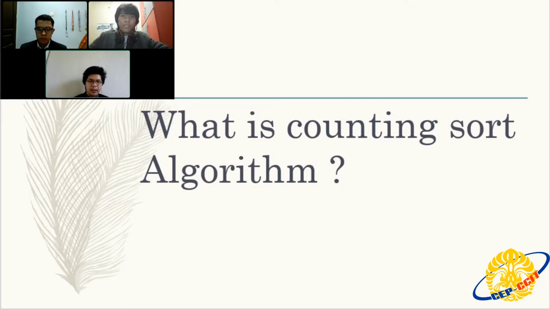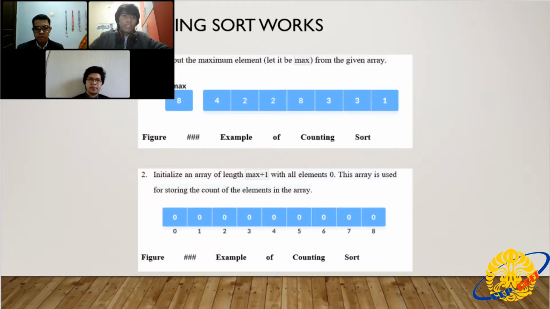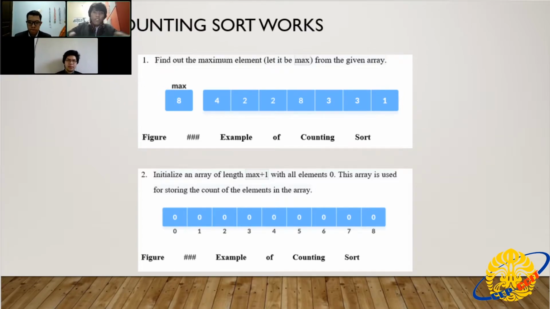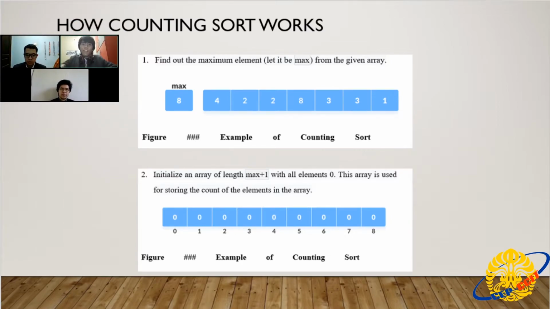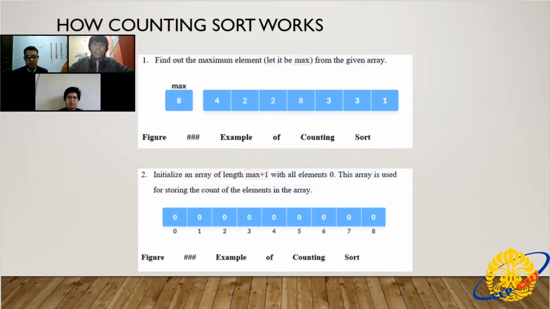Next, roughly, how does it work? First of all, we have to find a bunch of random numbers in an array, for example like this one. The first thing the algorithm does is find the max number of the array, which in this example is 8, and then initialize a count array of length max plus 1, with all elements starting with 0.